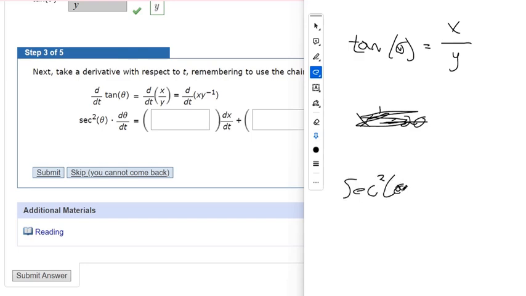But then we also need to multiply by the derivative of the innermost function. The derivative of theta with respect to time isn't 1. It's something we don't know, so we have to write it as theta prime, which is what they wrote here in longer notation, d theta. Okay, but they already gave us that part.